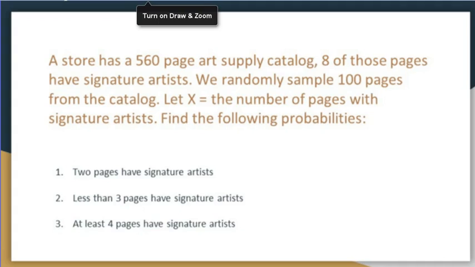All right, and the next example we're going to look at, a store has a 560-page catalog. 8 of those pages have signature artist. We're going to randomly pull out 100 pages from that catalog. Okay, and this time they defined our random variable x for us. X is the number of pages with signature artist. So we're going to find these 3 probabilities. All right, so 2 pages have signature artists. So this is the probability that x equals 2. All right, that is going to be an exact probability.